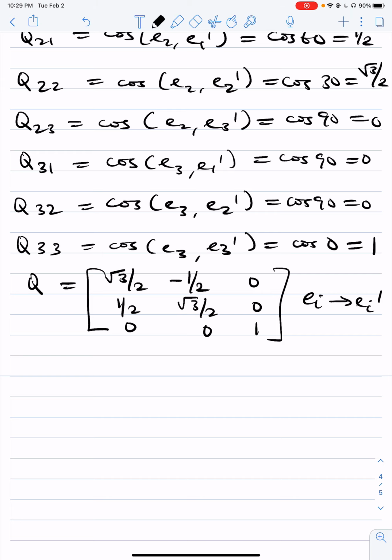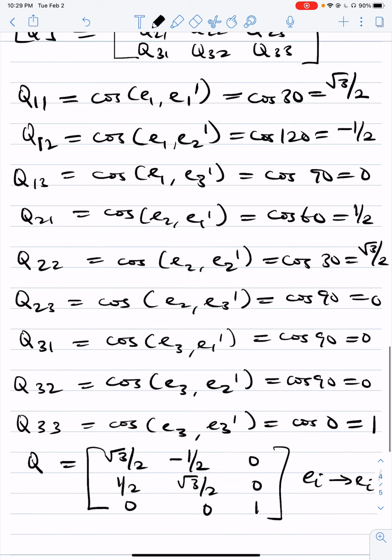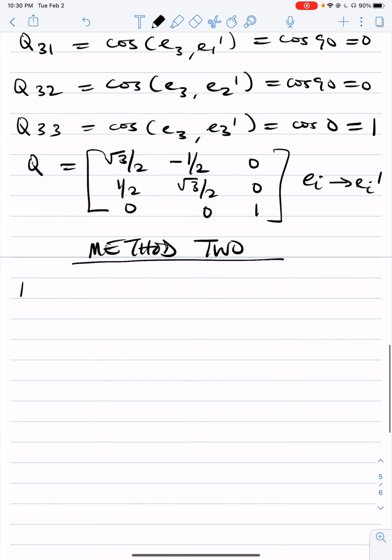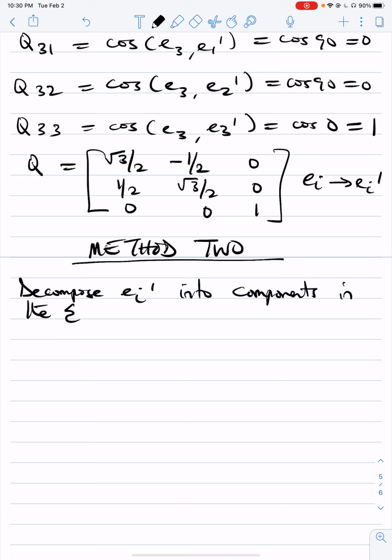Okay. So the next thing we need to do now, yeah, I promised to show another method. Method 2 is pretty straightforward. All you need to do is decompose Ei prime into components in the E1, E2, E3 directions, right?